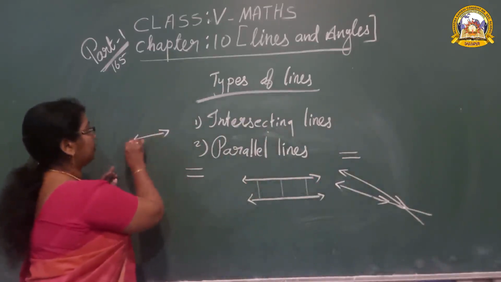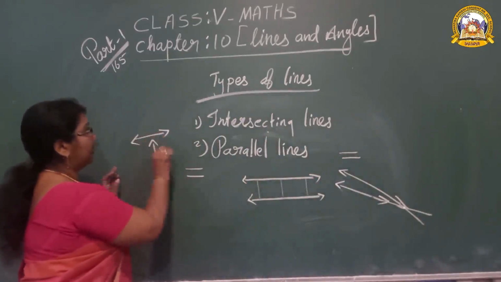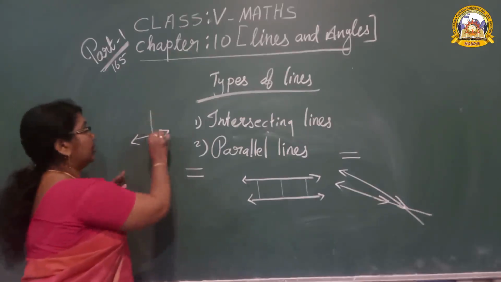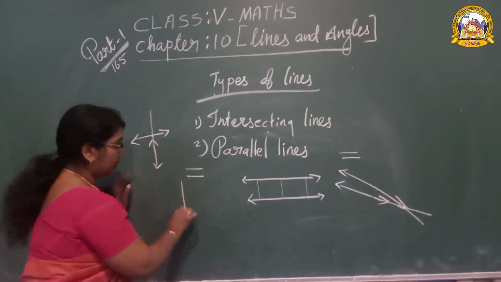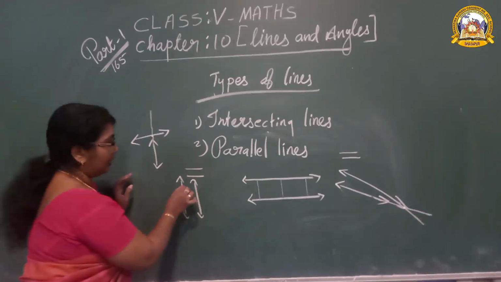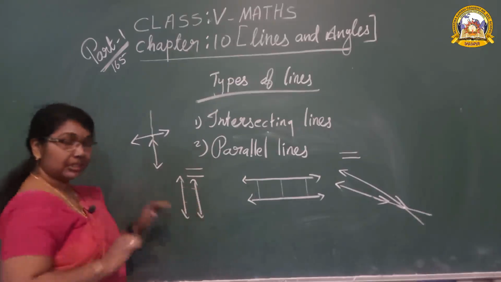Can you say these lines are parallel lines? No. Why? Because if you extend more, they will meet here. These two lines are parallel. Yes, these two are parallel because the distance between them is equal.